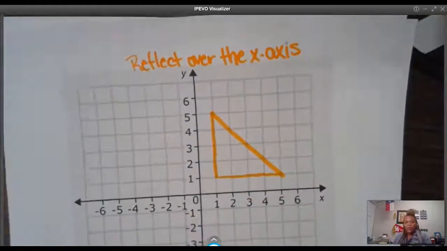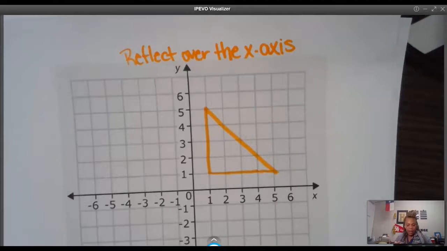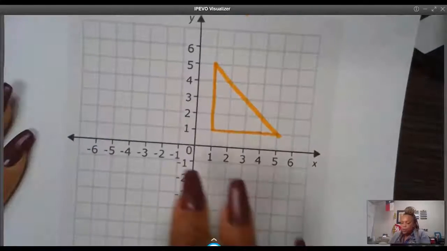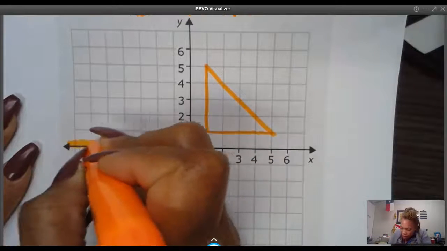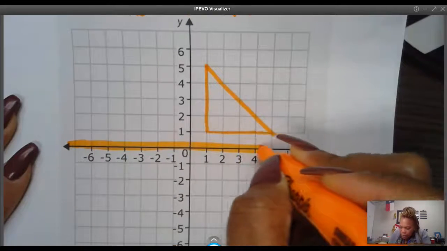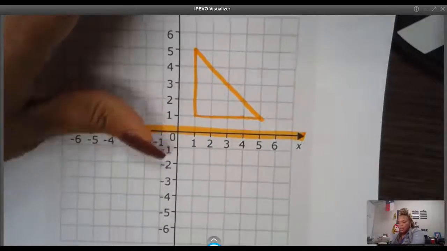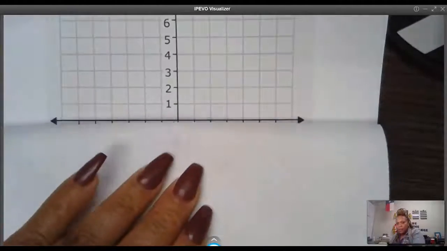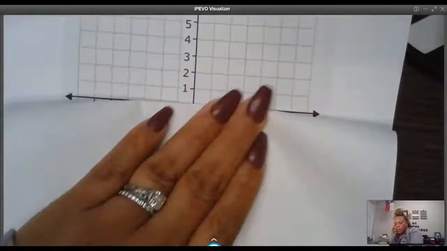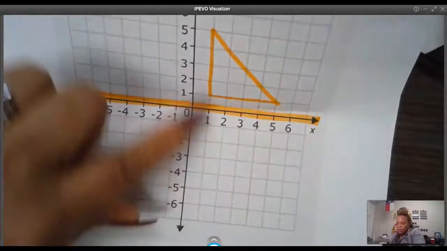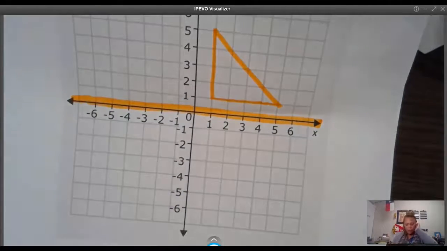Again, for this level of work in the 8th grade, these are the only 2 lines of reflection we will cover. When you get to geometry, you'll cover a little bit more, but right now we're going to keep it simple, reflecting over the x-axis and y-axis. So my line of reflection is my x-axis. In this case, it's like me taking this paper, folding it down, and pressing it down and letting it reflect over there. That's what I would do, okay?